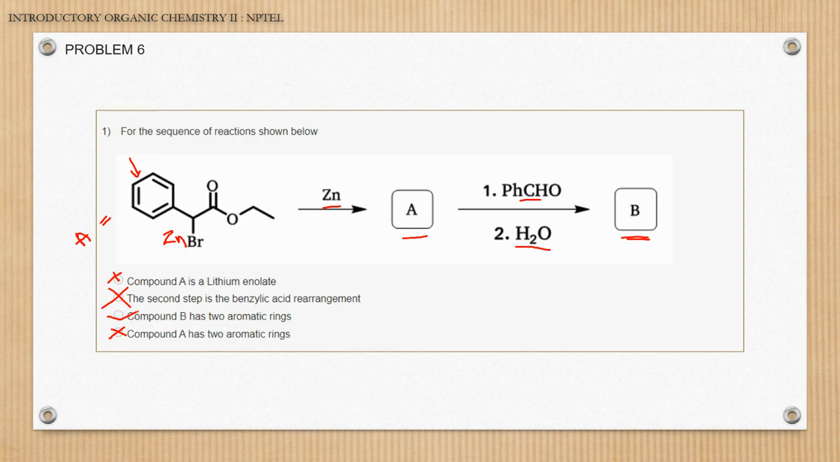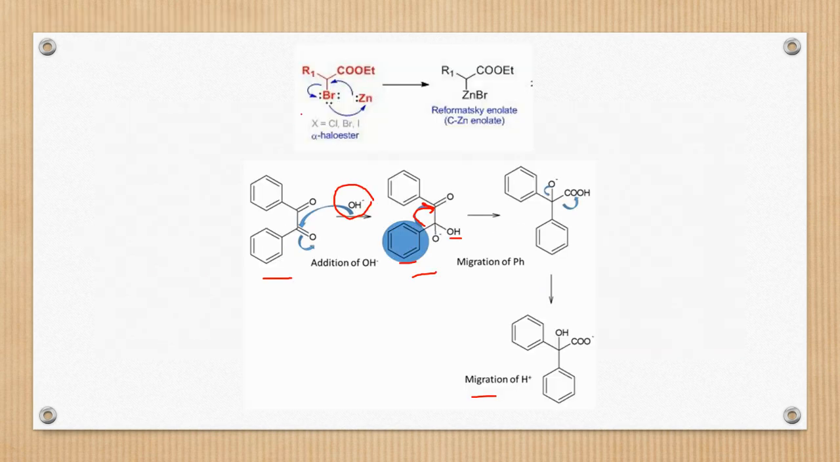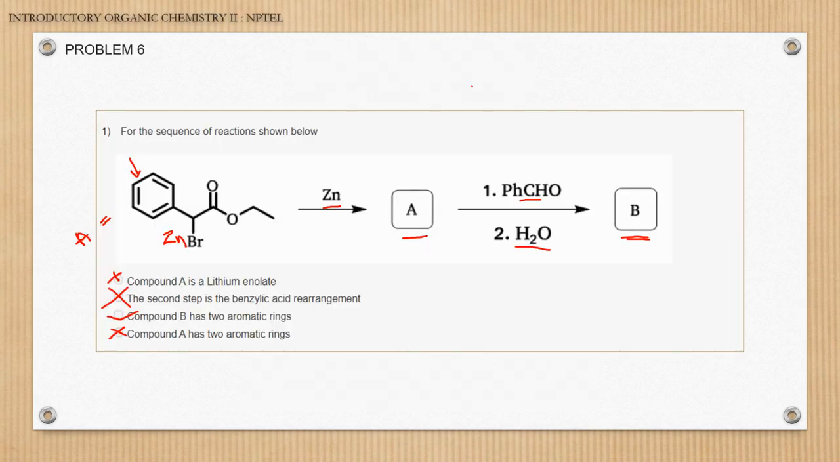Again, I am going through this sequence of reactions. See what is happening in the first step. You will form a Reformatsky enolate rather than the lithium enolate. This is how you will form a Reformatsky enolate. This zinc enolate is known as Reformatsky enolate. Zinc will donate the lone pair to this carbon, this bromide will leave, and this bromide again attacks the zinc to form this zinc Br enolate. This is how zinc is oxidatively inserted into the C-Br bond. So this is what is happening in this particular reaction. So it is not a lithium enolate.